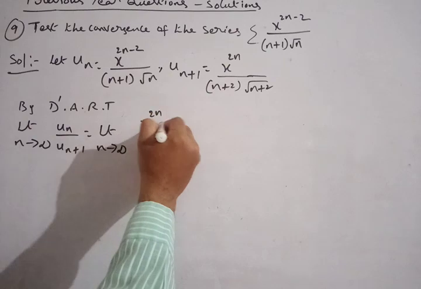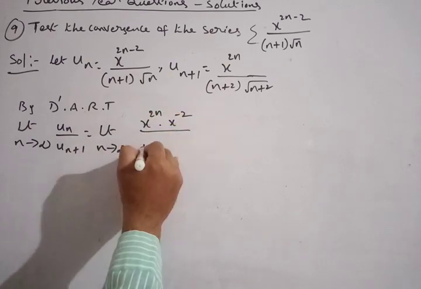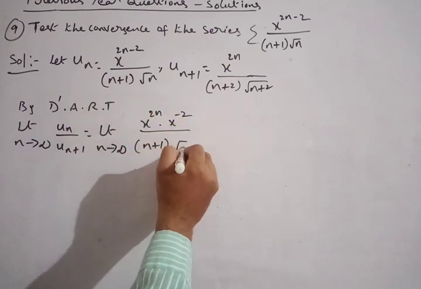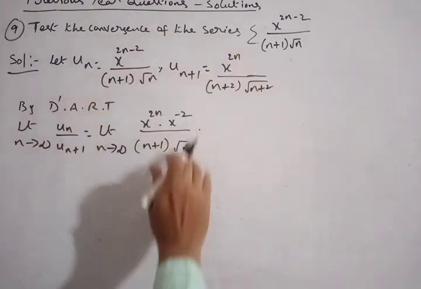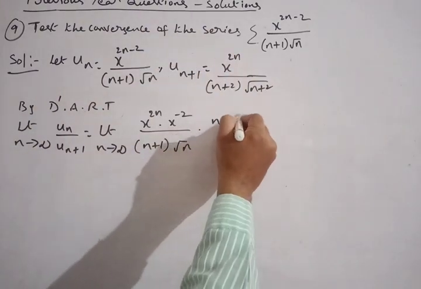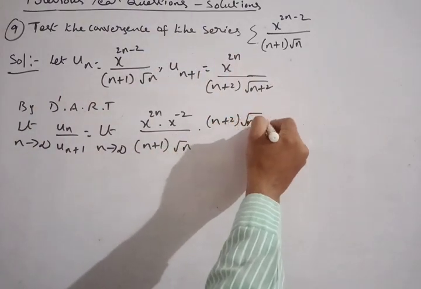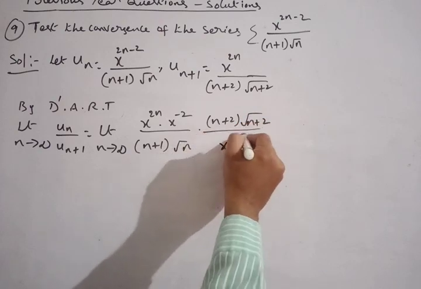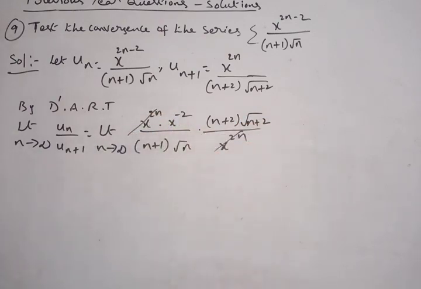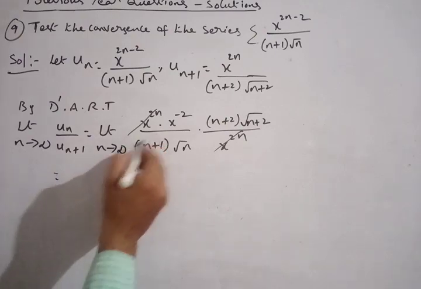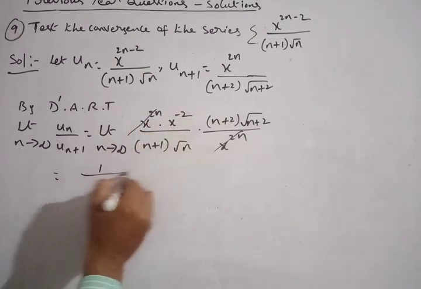x power 2n into x power... I am separating n plus 1 into root n, whole divided by this, this will go reciprocal: n plus 2 root n plus 2 by x power 2n. So x power 2n got cancelled. So what I get here, x power minus 2 means 1 by x square.